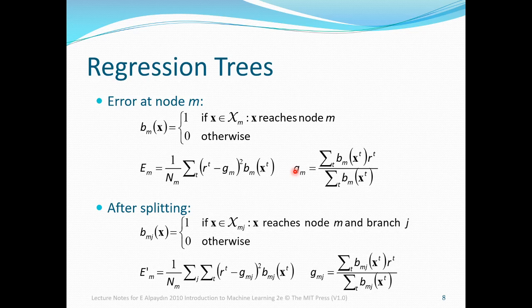A regression tree refers to an algorithm where the target variable is continuous and the algorithm is used to predict its value. You see in the slide the error at node m and after splitting.